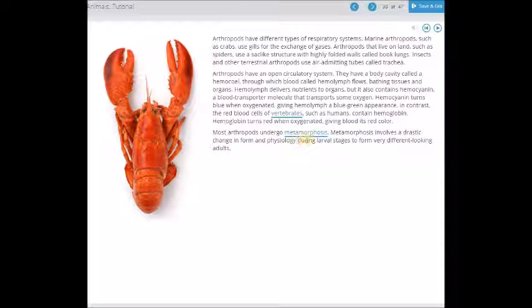Most arthropods undergo metamorphosis, which means that they go from a larval stage to an adult. And you guys have seen that. Butterflies and grasshoppers, a lot of them, now they don't all go into a cocoon, but they all go through some kind of a larval stage.